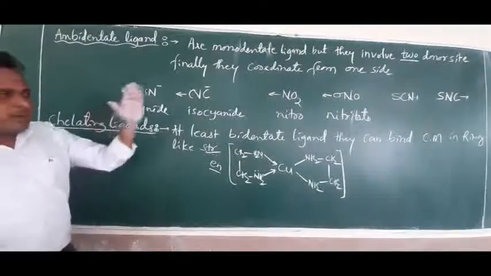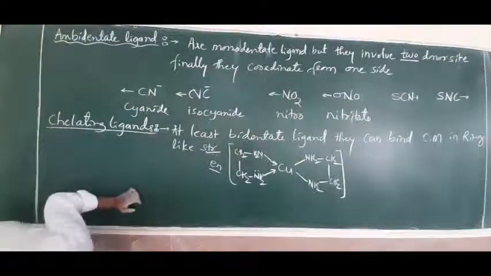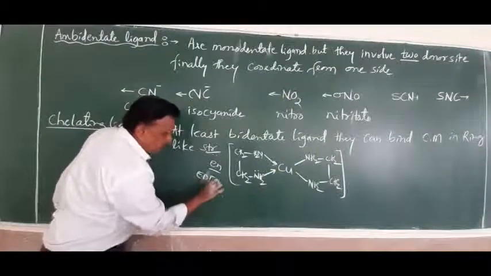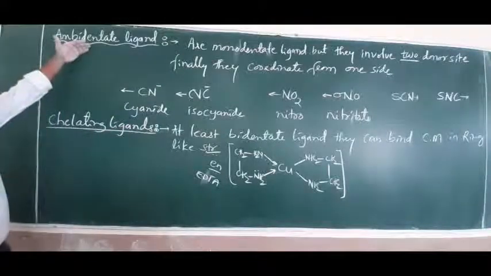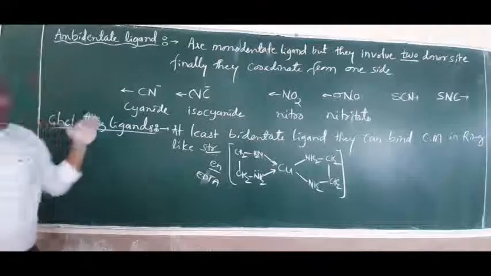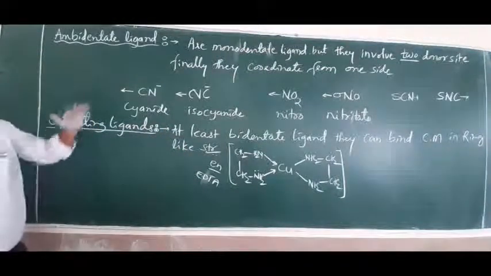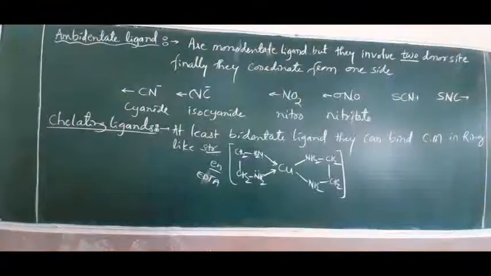They are at least a bidentate ligand. They can bind the central metal in a ring-like structure. For example, ethylene diamine, sir, either EDTA or DMG. These are the best examples: ambidentate ligands, and either your chelating ligand. This is a wonderful two different concept of our syllabus. So, okay friends, next move on to the types of complex.